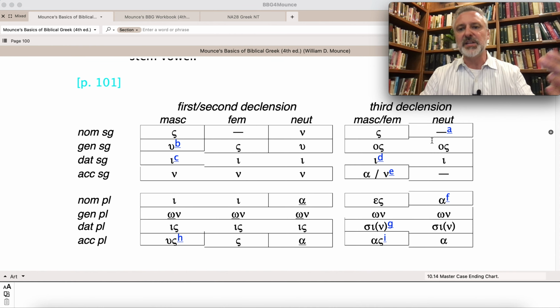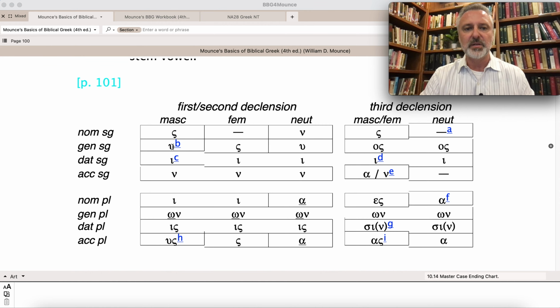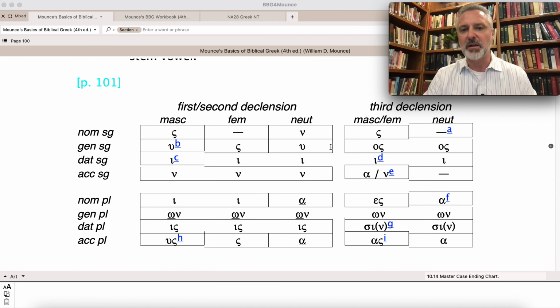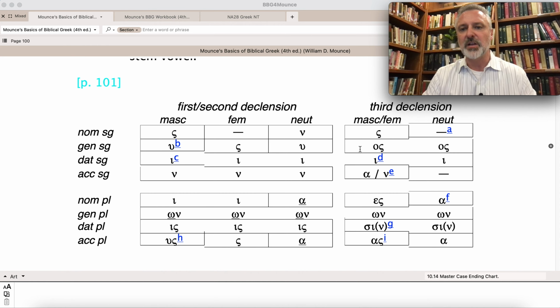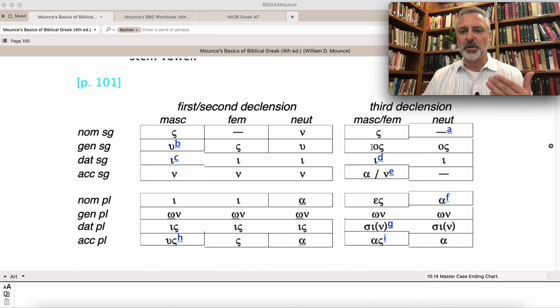Now down to the genitive singular, we have new endings. The genitive singular third declension ending is omicron sigma. We don't have that anywhere else here. In masculine and neuter, it's upsilon, and in the feminine first declension, it's sigma. But over here in the third declension, it is omicron sigma. And we'll talk about how that works in various words.